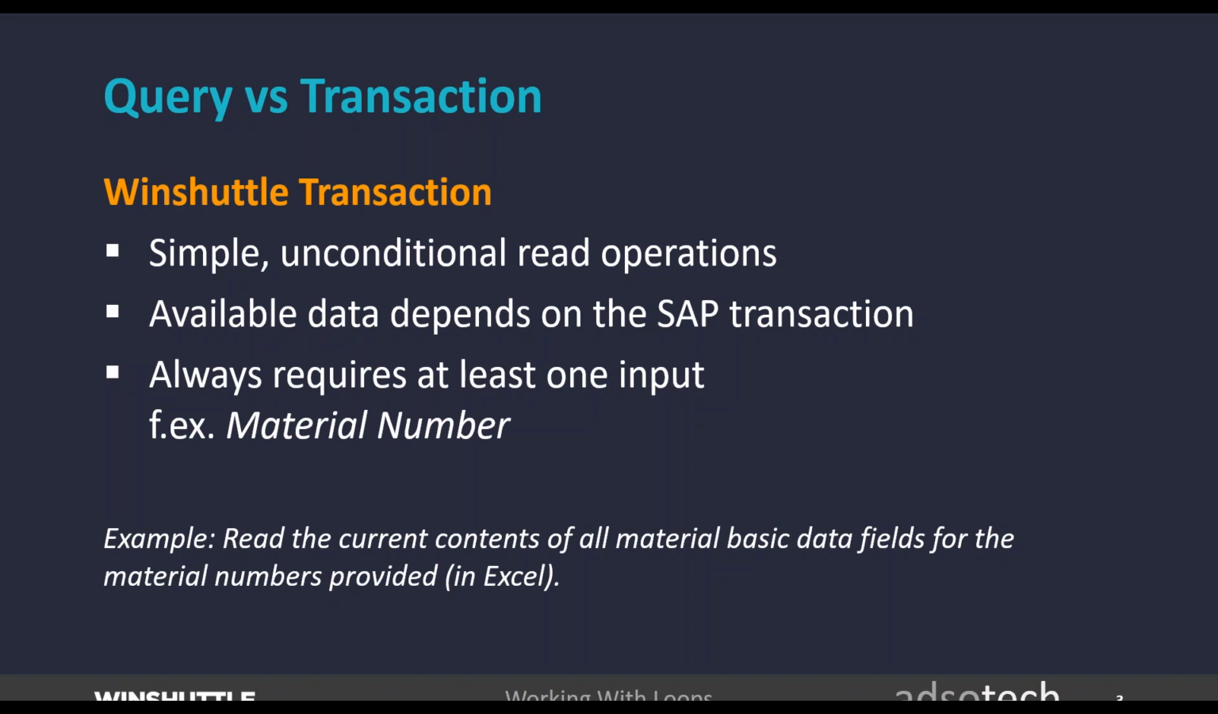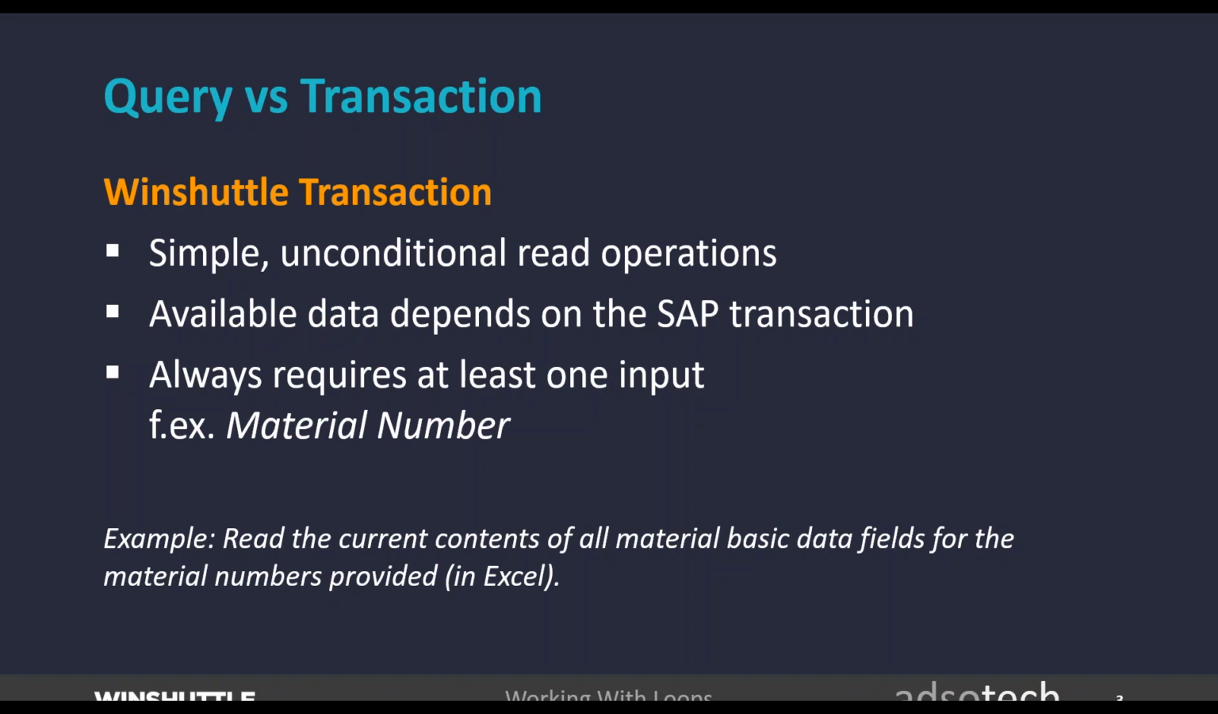With Winshuttle Transaction, you can do some reading, but it's simplified or limited. For instance, if we are looking at material data, you can build a script that goes into MM02 and reads all the basic data fields and their contents and extracts them from SAP to Excel. That's fine, you can extract the data from those fields, but you always have to know the material numbers. You have to specify the material numbers you are interested in.